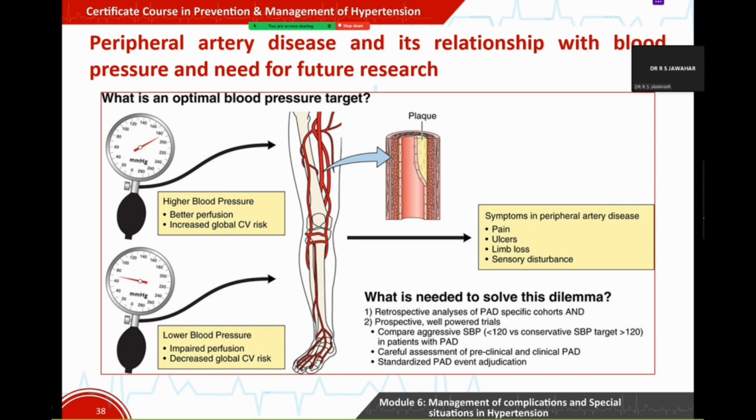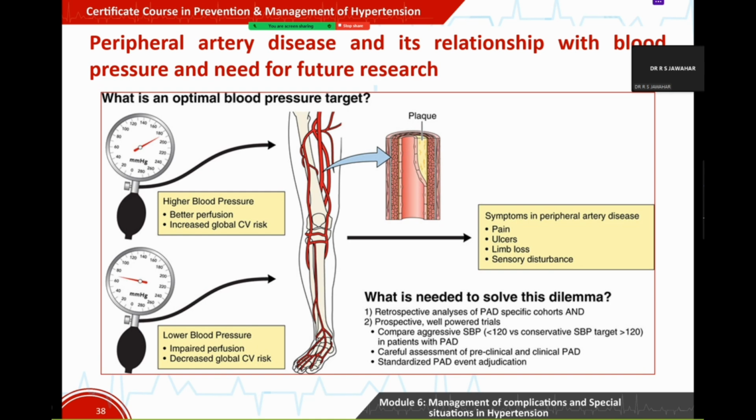Symptoms in peripheral arterial disease: you all know that claudication is very important. That is the pain on walking and relieved with rest. Some people develop ulcers, maybe vascular ulcers or ischemic ulcers, because of the lack of blood supply to the distal areas. Limb loss, so amputation, is very, very common in the Indian population with peripheral arterial disease, and sensory disturbances will be present if the patient is also diabetic. So maybe a small fiber neuropathy.